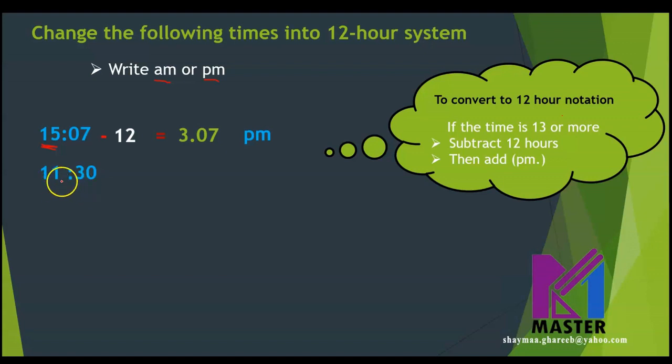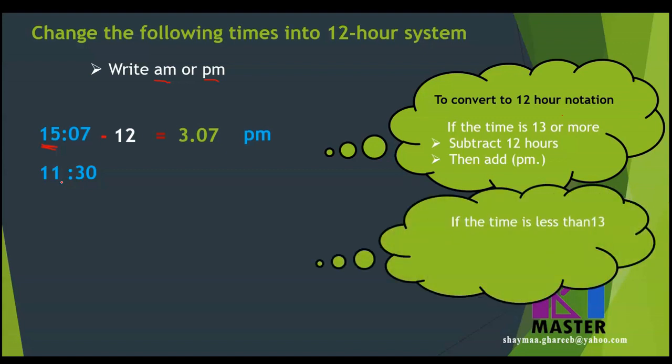11:30. Is the number 13 or more? No, then it means it's in the AM. So if the number of hours is less than 13, we keep the time as it is. And we are going to add AM. So it will be 11:30 AM.